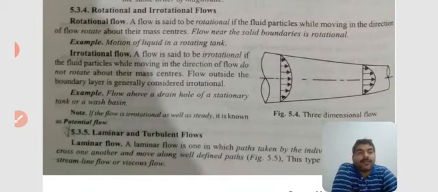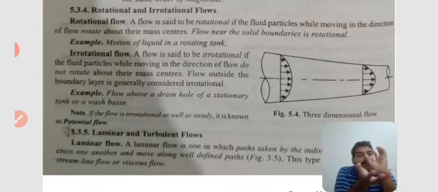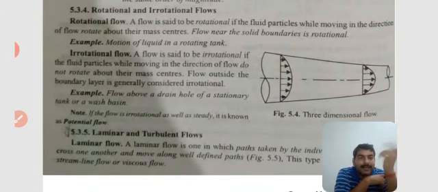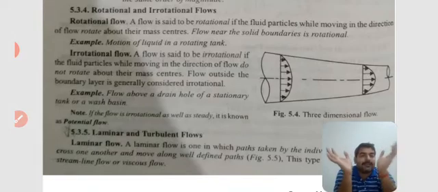Rotational and irrotational flow were also covered in previous lectures, but here we discuss rotational flow. A flow is said to be rotational if the fluid particles, while moving in the direction of flow, rotate about their own axis, that is the center of mass or center of gravity. Flow near solid boundaries is rotational flow. Another example is the motion of liquid in a rotating tank. This is an example of rotational flow.